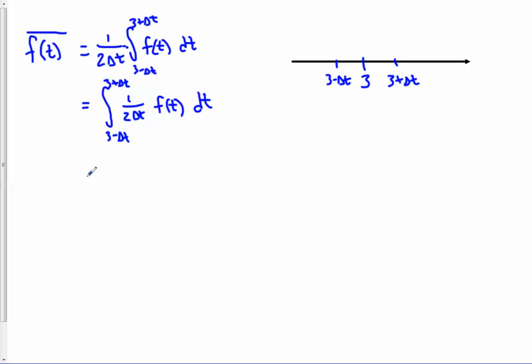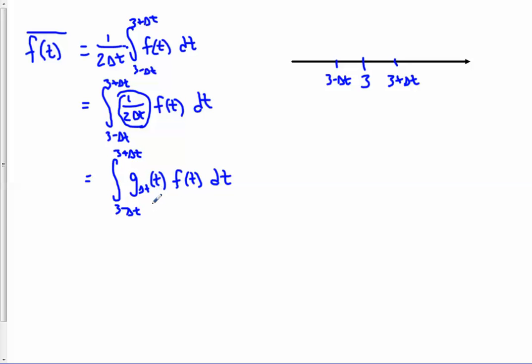Now what I'm going to do is replace, so how to say this? This is 1 over 2 delta t from 3 minus delta t to 3 plus delta t, and then times f of t. If I replace that with the g delta t of t function, it's the same thing, right? Because on this interval, g delta t is equal to this number.